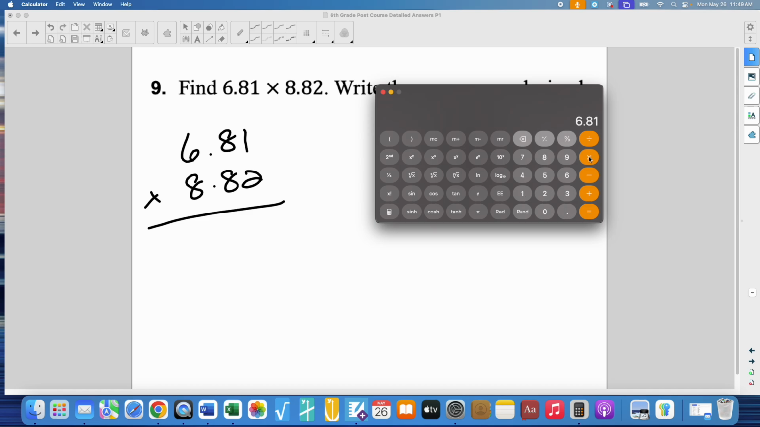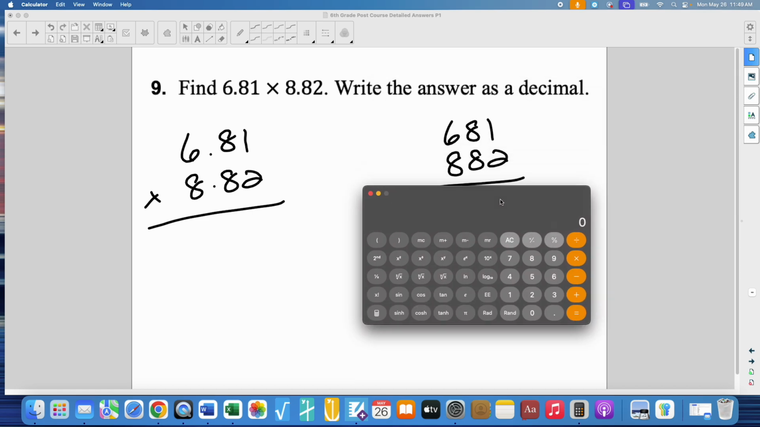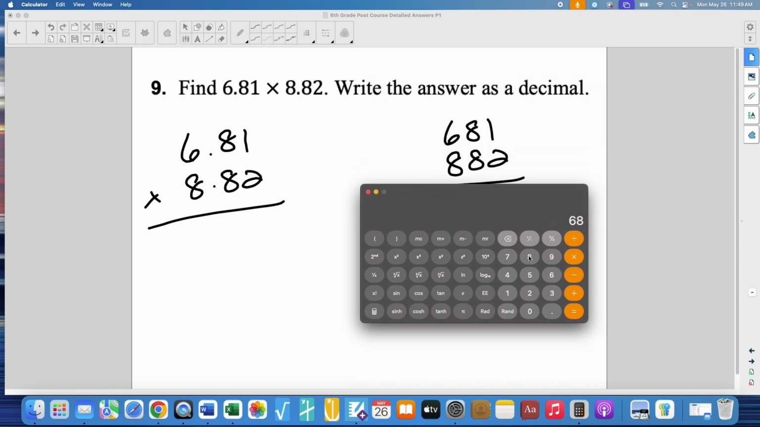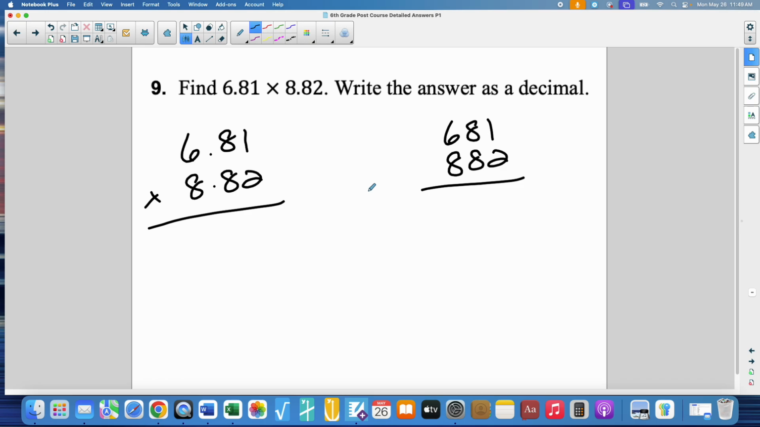6.81. We're not going to use a calculator, but I'm just showing you an example, times 8.82. We look at those digits, 60, 0642. If I take 681 times 882, you'll notice that you get the same 6 digits, 60, 0642. And that's what we need to understand, that decimals do not make problems harder. It's the same numbers that you're multiplying.